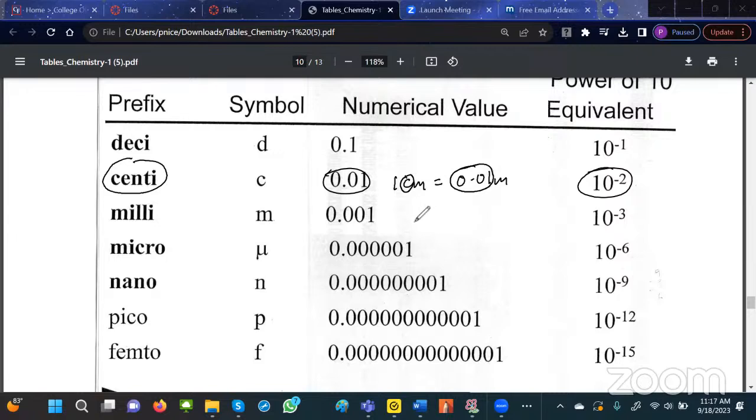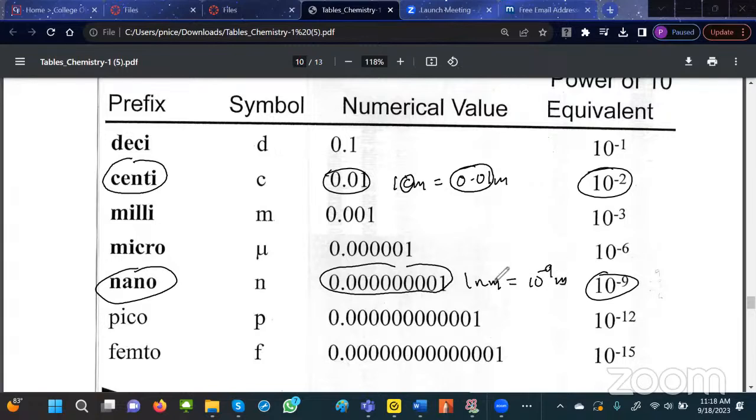So you'll notice in question number 1, they gave you that the wavelength is in nanometers. So nano is the same thing as 10 to the minus 9. Therefore, we know that 1 nanometer is equal to 10 to the minus 9 meters, because the nano prefix is the same thing as 10 to the minus 9, all right?